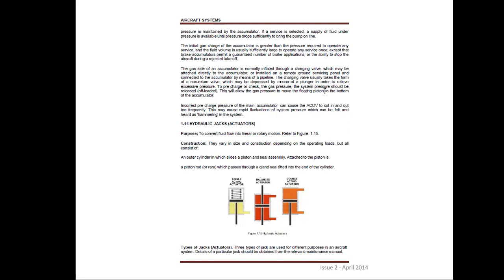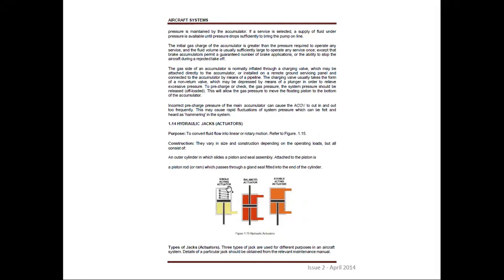Hydraulic jacks, actuators. Purpose: to convert fluid flow into linear or rotary motion. Construction may vary in size depending on the operating loads, but all consist of an outer cylinder in which slides a piston and seal assembly. Attached to the piston is a piston rod, or ram, which passes through a gland seal fitted into the end of the cylinder.